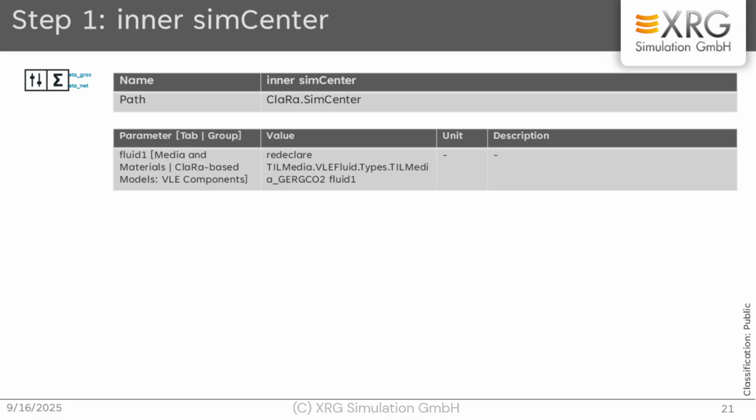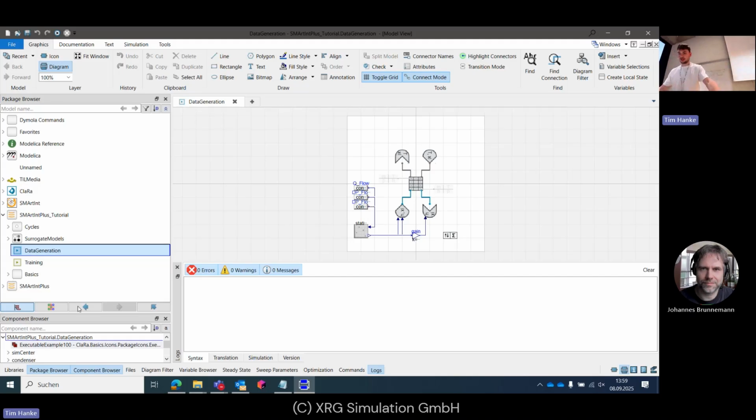Then we have all the components that are added in one step. We see the name of the component and the path to the component. So the SimCenter is just in the Clara package at the top level. You can find it. And then we see also which parameter we have to adjust. In this case, we just have to select the CO2 medium.